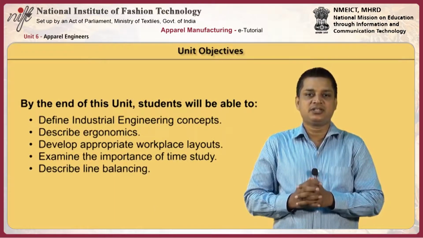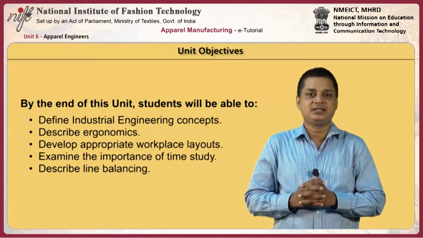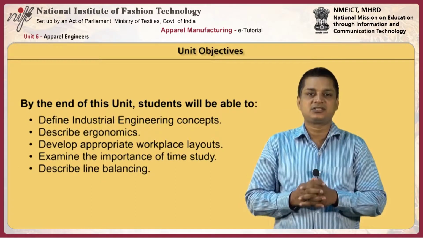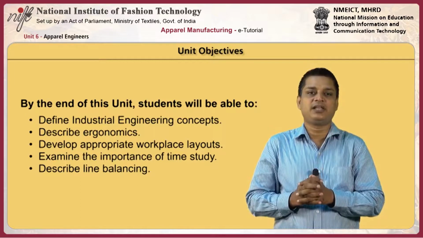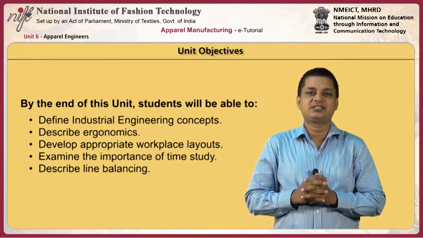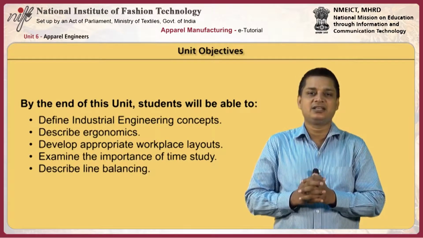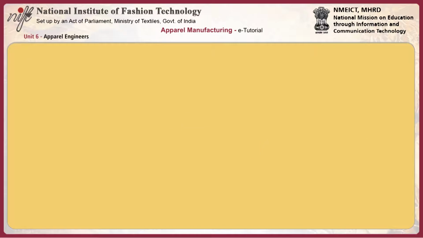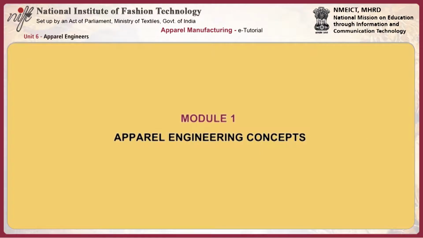By the end of this unit, students will be able to understand industrial engineering concepts, describe ergonomics, develop appropriate workplace layout, understand the importance of time study, describe line balancing, and understand the importance of operation breakdown. The first module will provide an overview of apparel engineering concepts.